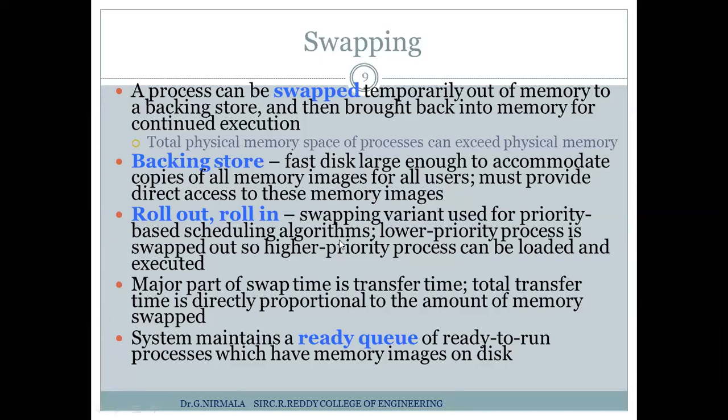Swapping variant is used for priority-based scheduling algorithms. A low priority process is swapped out so a higher priority process can be loaded and executed. The major part of swap time is transfer time, and total transfer time is directly proportional to the amount of memory swapped. The system maintains a ready queue of ready-to-run processes which have memory images on disk. Some processes are transferred to the disk, and from the disk they are swapped in and out again. Go through this diagram once.